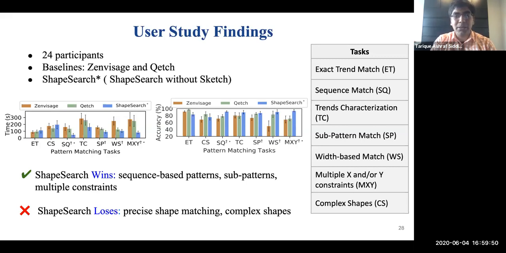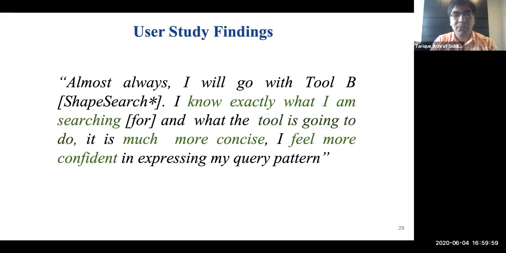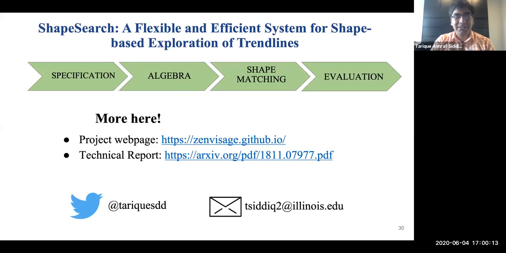This was expected because sketch works better for those tasks, and recall that we had disabled the query by sketch feature for ShapeSearch. When asked about their preference, a large majority of users found ShapeSearch useful. Compared to the baselines, many said that with ShapeSearch, they felt more confident and were in more control of what they were searching. This finishes my talk.